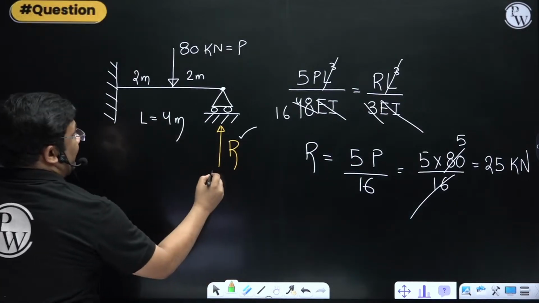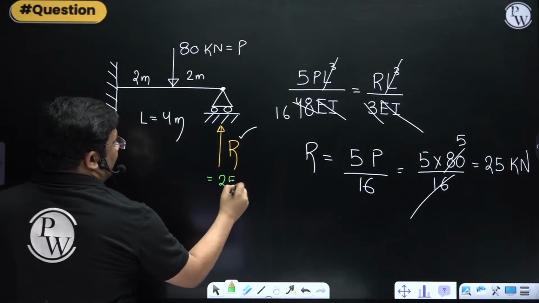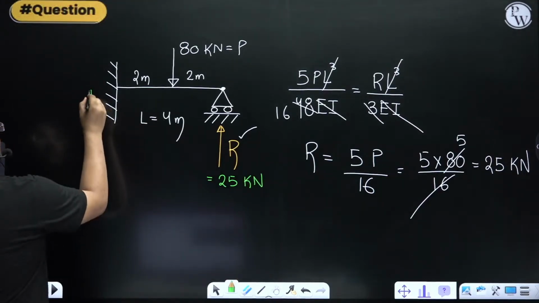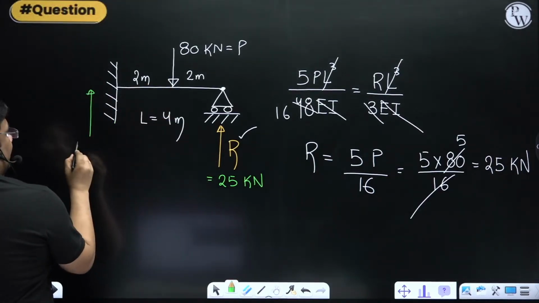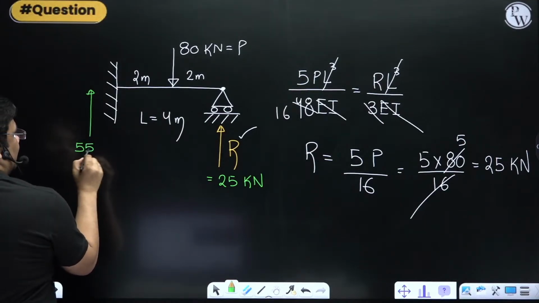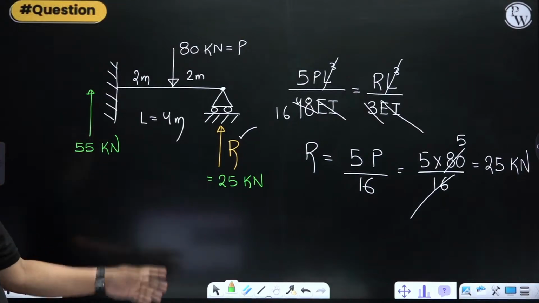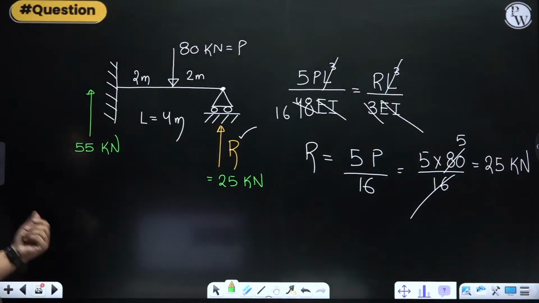If this is 25 in this question, then this will become how much? 80 minus 25, so this will be 55 kilonewton, right? You can ask a question like this, and easily you can solve it.